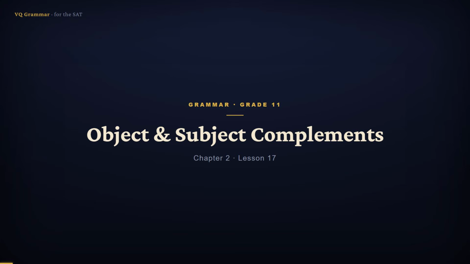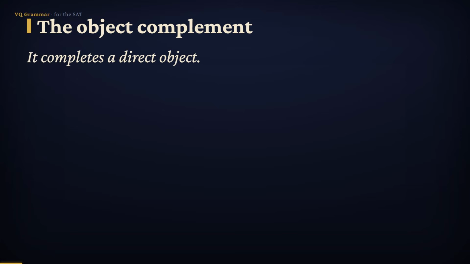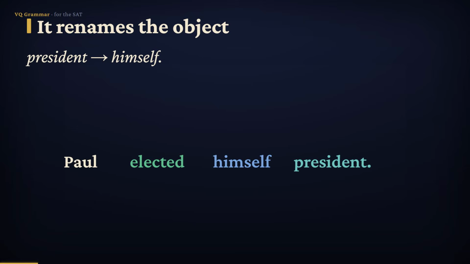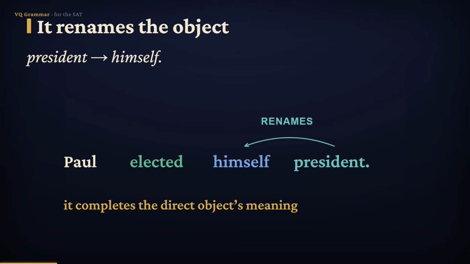We've met objects, now we meet the words that complete them, and the words that complete the subject, complements. An object complement is a noun, pronoun, or adjective that follows a direct object and either renames it or describes it. Look. Paul elected himself president. Himself is the direct object, and president is the object complement. It renames himself, telling us what he was elected to be. So an object complement completes the meaning of the direct object.